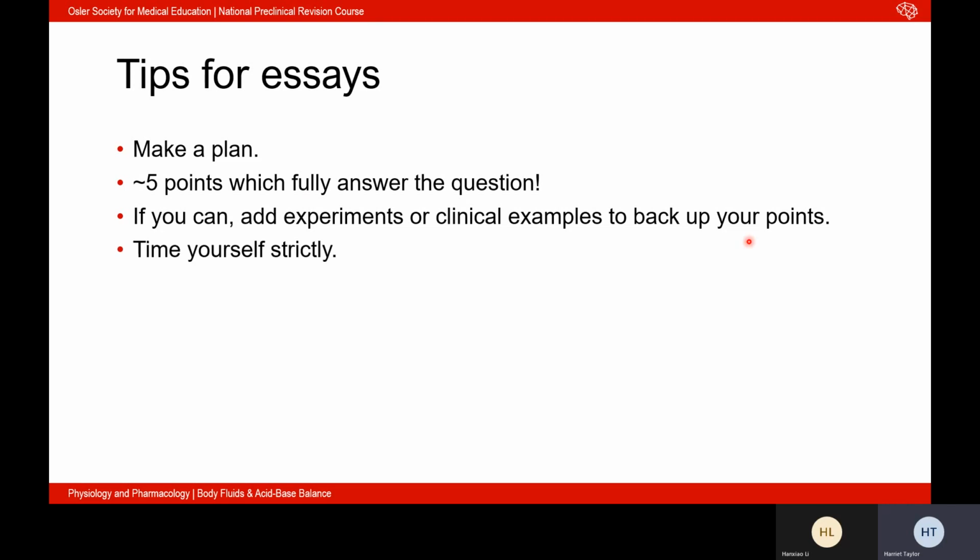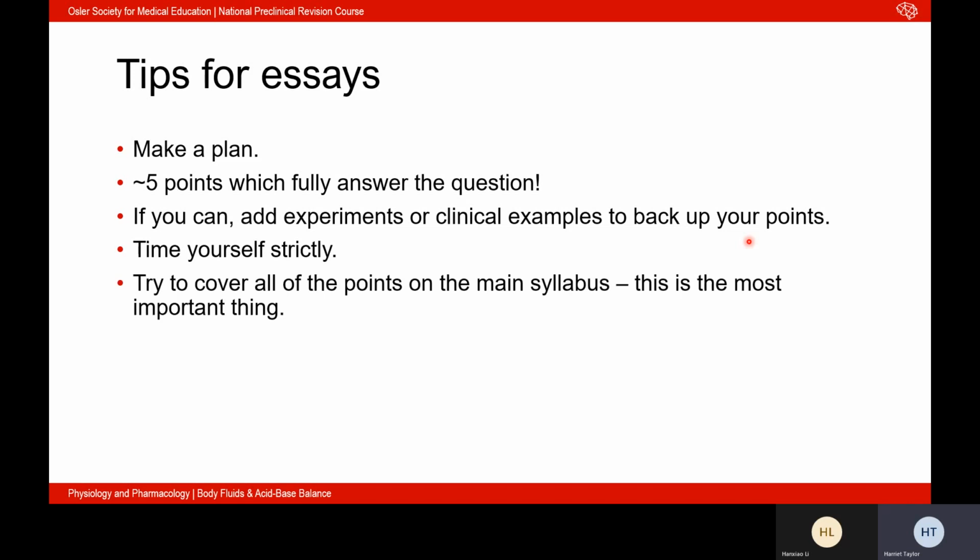And another tip, just time yourself really, really strictly. Ensure that you don't spend half an hour on your introduction and then have no time to complete the rest of your essay. This applies for MCQs as well. And again, just try and cover all of the points on your main syllabus, because if you haven't done that, there's a limit to how much credit the examiners can give you.